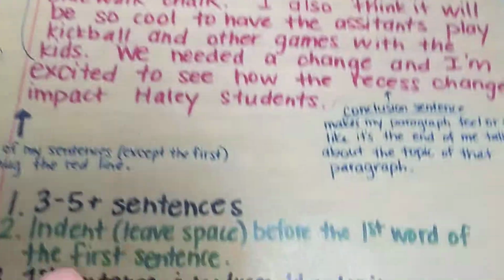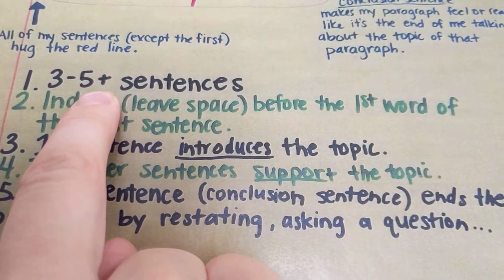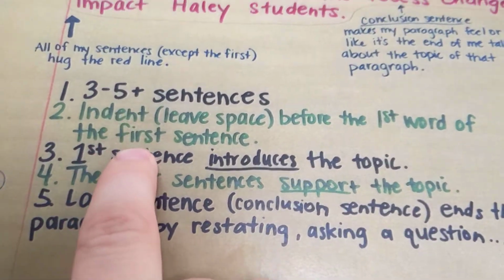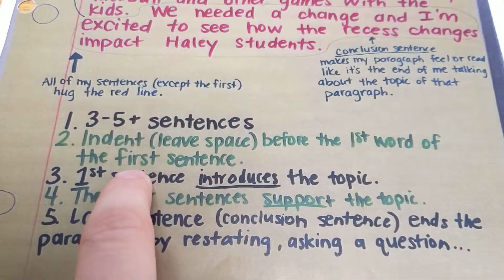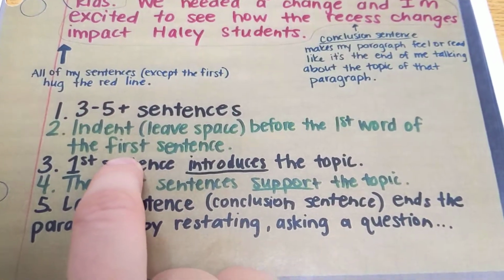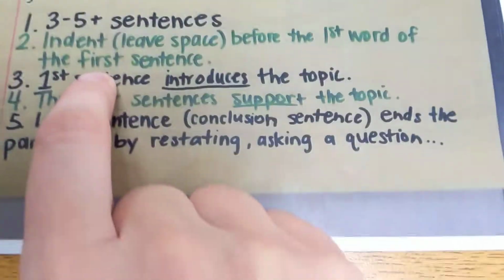Okay? So those are 2 things that paragraphs have to have. At least 3 sentences, but 5 is the goal. 5 or more is the goal. It has to be indented, so you leave that space before the first word of the first sentence. Those are the 2 main things I want us to focus on. But a true awesome paragraph has some more things to it.